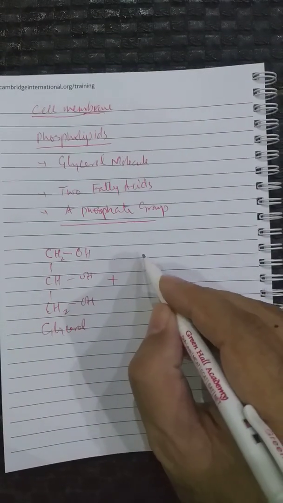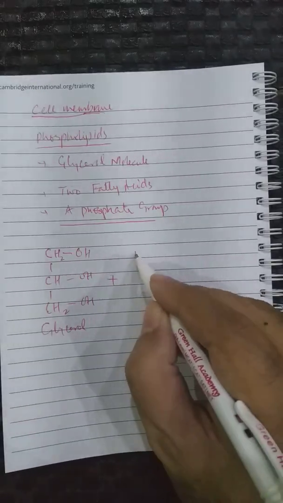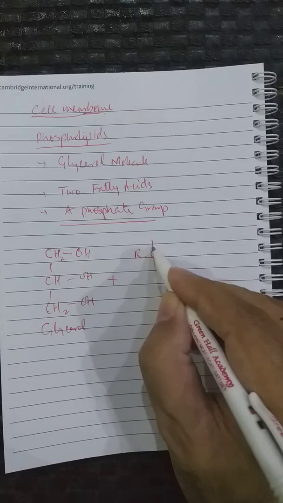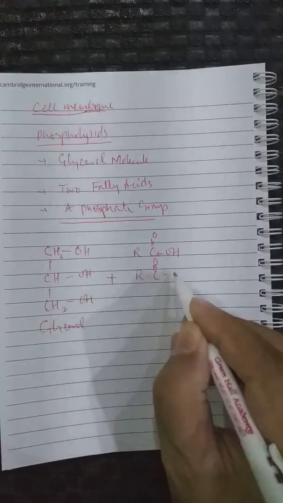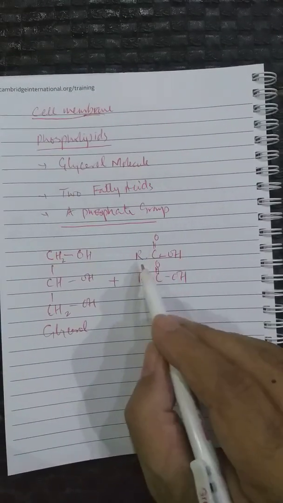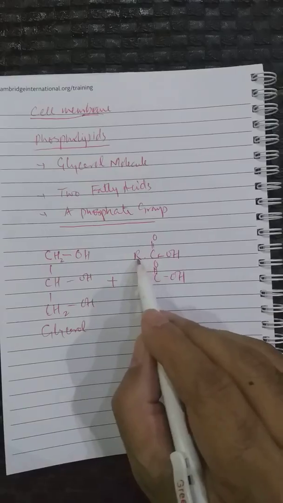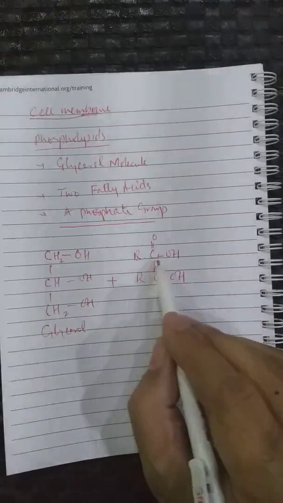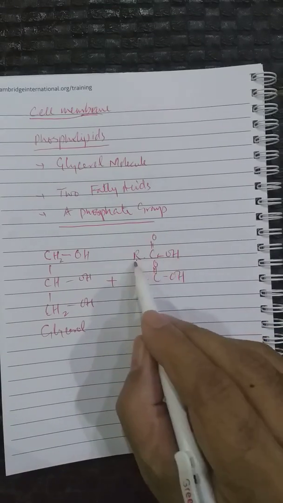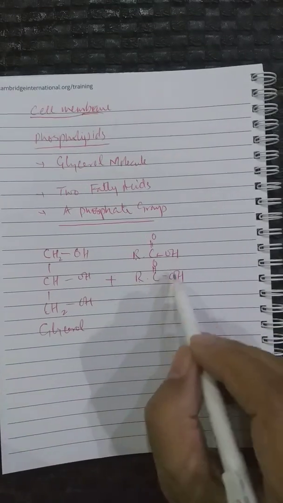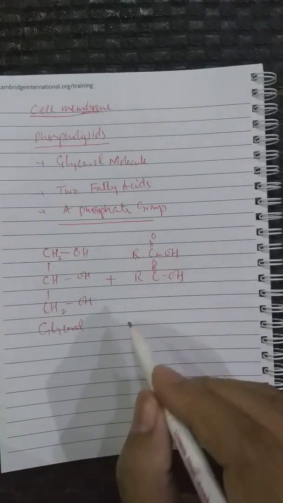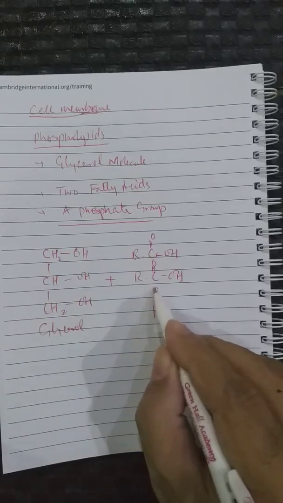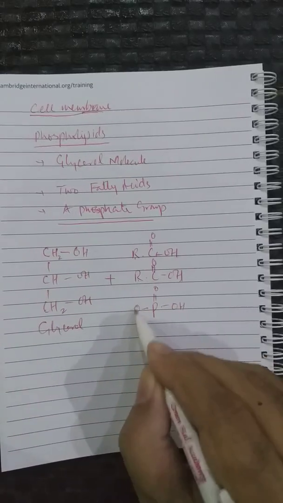Two fatty acids. Fatty acids have a long hydrocarbon chain which may be represented with an R and a carboxyl group attached to it. So if there are two fatty acids, each will have a long hydrocarbon chain represented with R here and a carboxyl group attached to this R group, and this is another fatty acid which has an R group with a carboxyl group attached to it, and a phosphate group which is written like this.